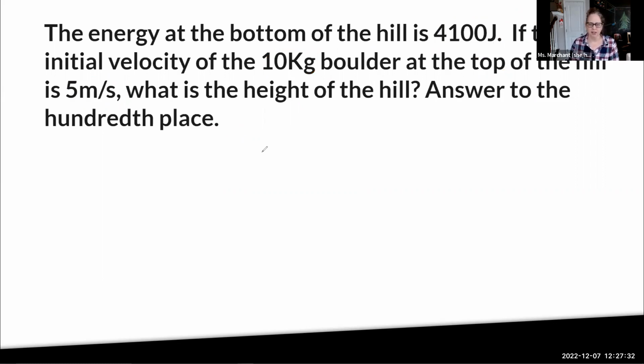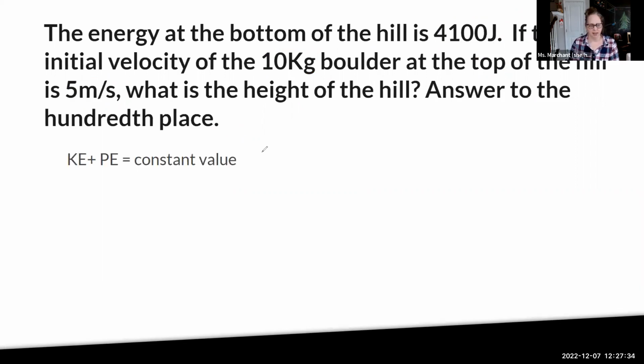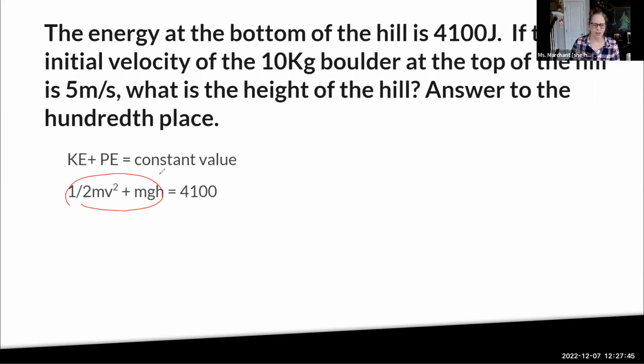The energy is 4,100. That means the kinetic energy plus the potential energy is always the constant value. So our kinetic energy plus our potential energy is equal to 4,100. It does not matter if this equation is for the start, the middle, or the end. It is always going to equal 4,100. So even though this is the energy at the bottom of the hill, and we want to know information about the top of the hill, it does not matter. I can still set that in there.